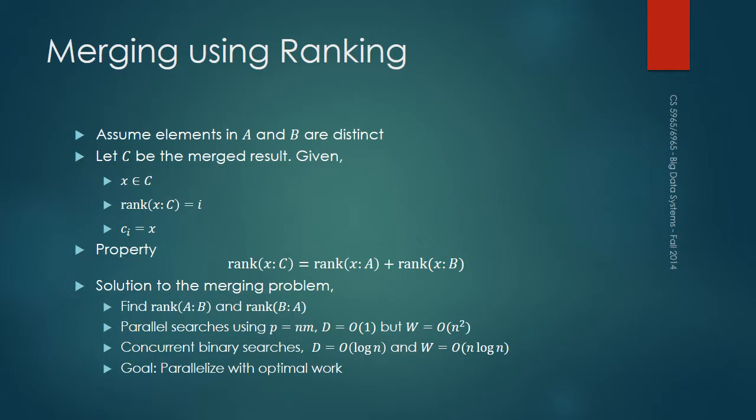We talked about doing binary searches. The depth is log n, which is fine, we can live with that, but the work is n log n, right? This is what we talked about. So how do you actually take something like this and parallelize it with optimal work? Anybody want to take a shot at it?